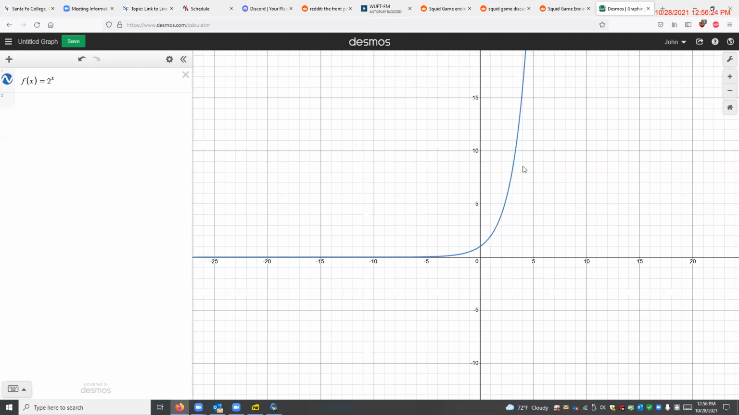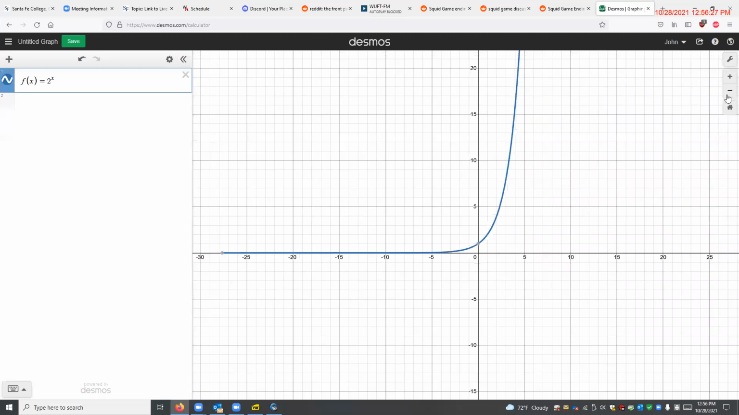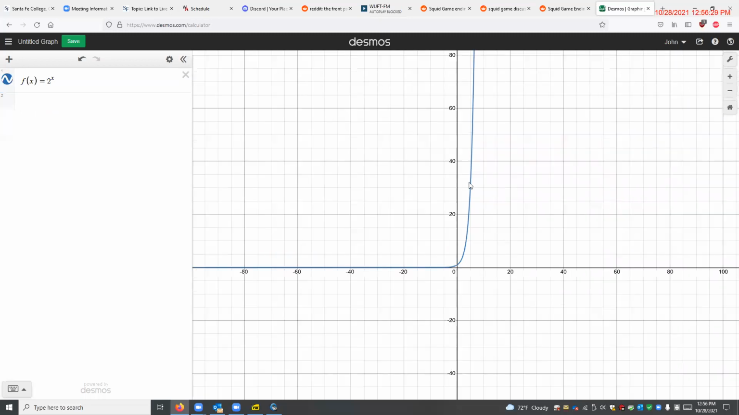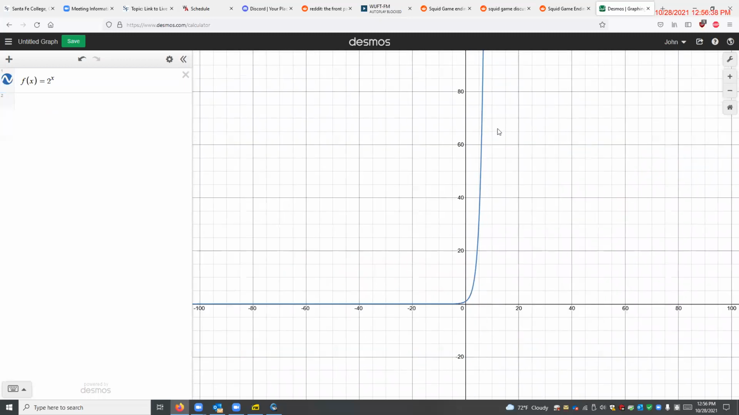And as we come over here and go off to the right, you'll see that this thing is going like straight up. Now, of course, it's not literally going straight up. It wouldn't be a function if it did. That would fail the vertical line test. But it's very, very steep. Right? So this is what I mean when I say that exponential functions grow quickly.